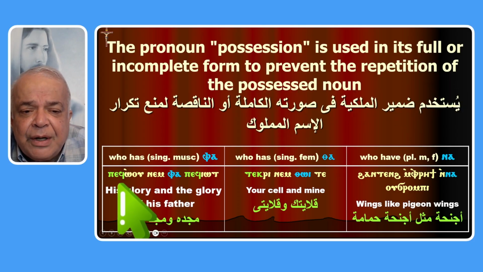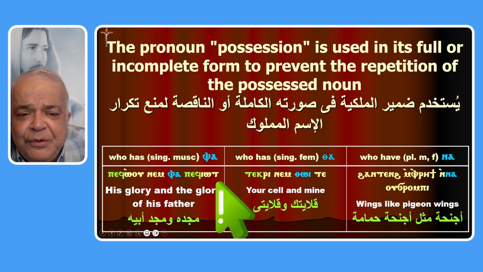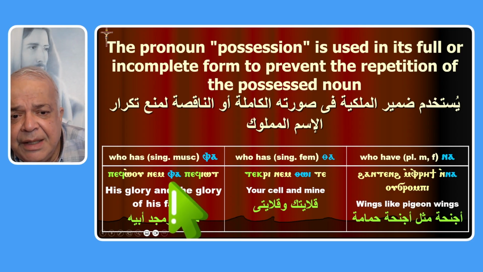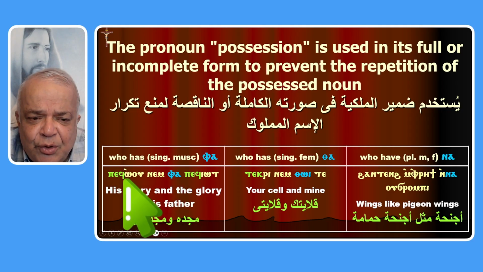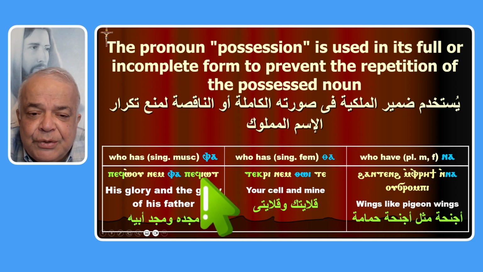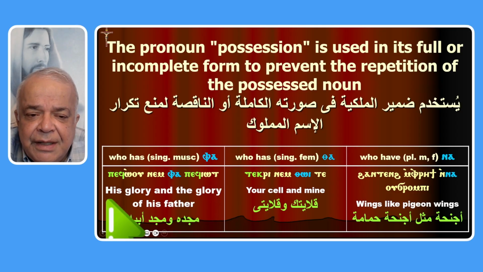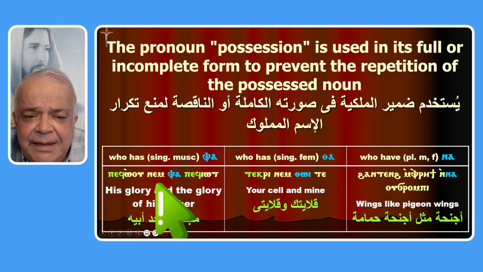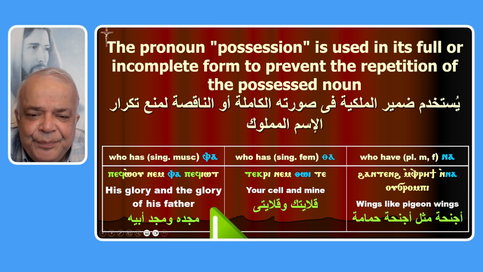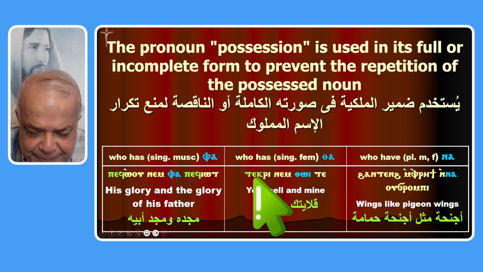So, pef o-u, his glory, name fa pef yot, and the glory of his father. Fa here will express the same word, glory. Pef yot, father, pef, his father. His glory and the glory of his father. Here, if you want the exact translation, it will be his glory and that of his father, instead of saying and the glory of his father. You see?